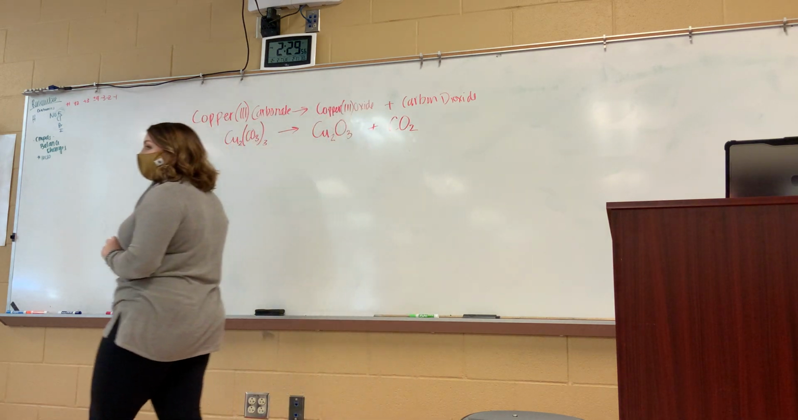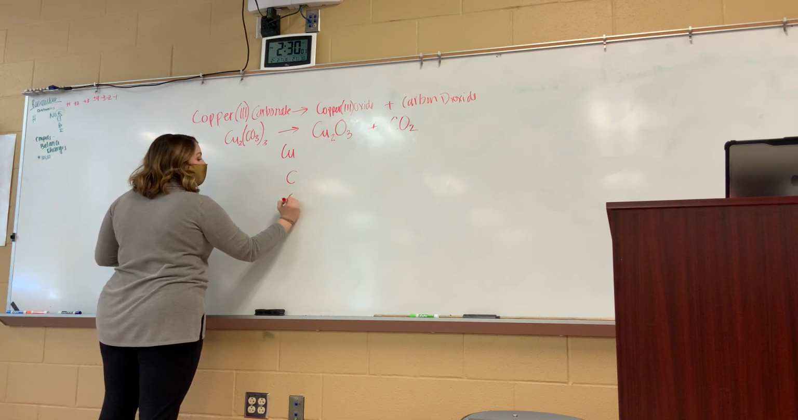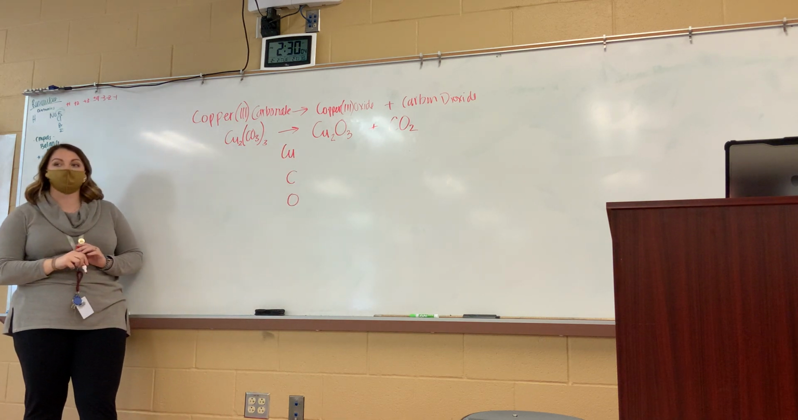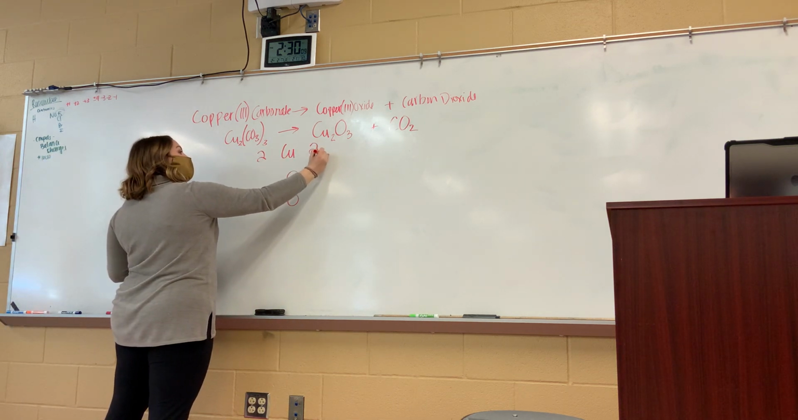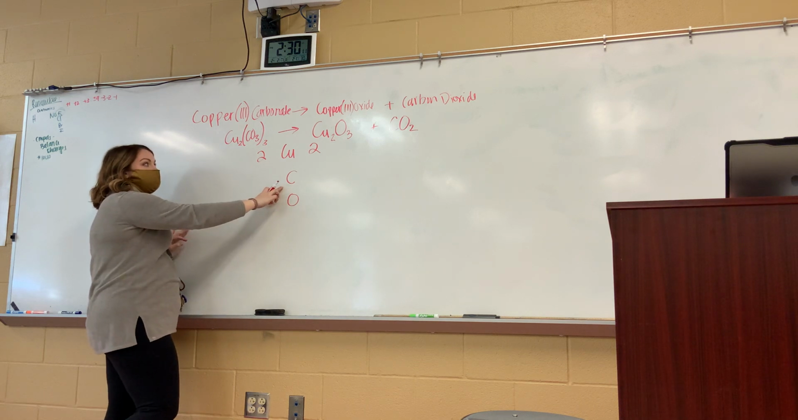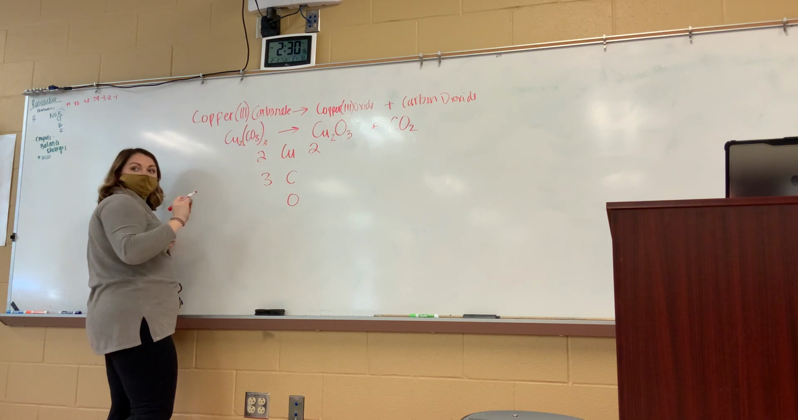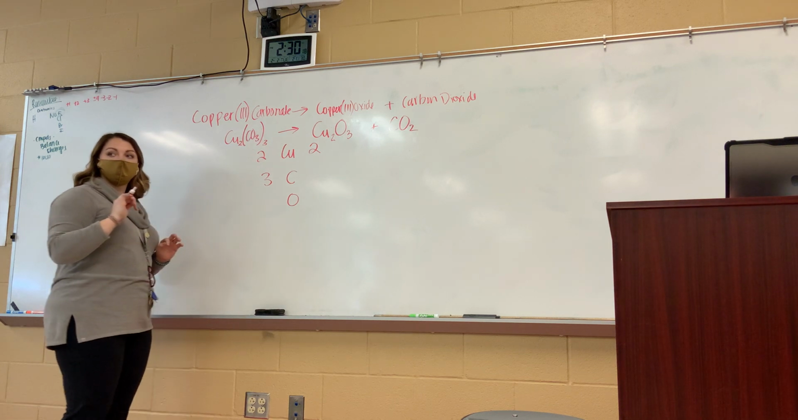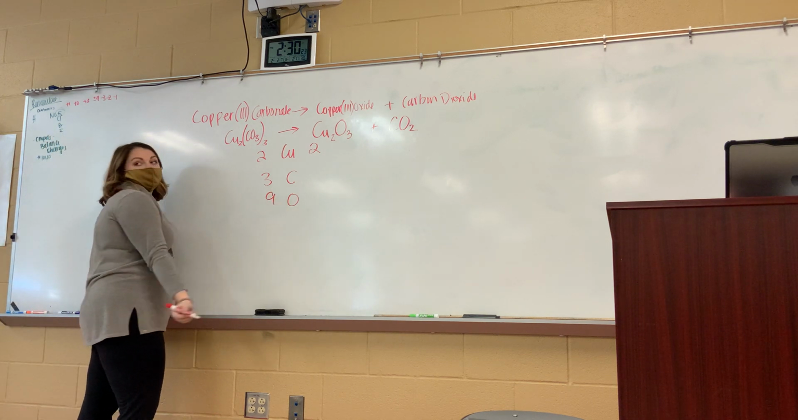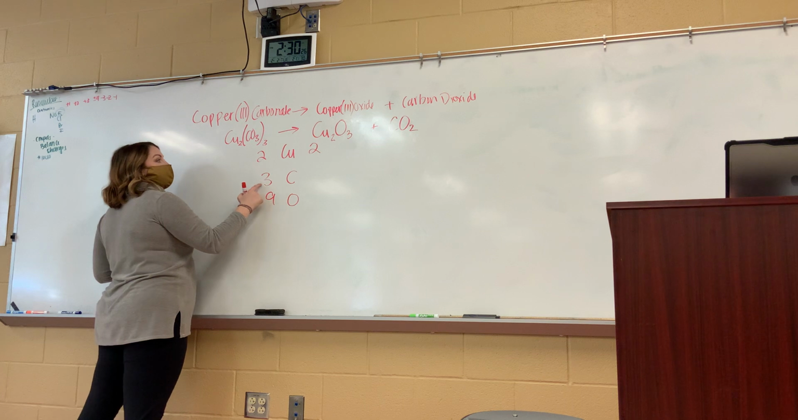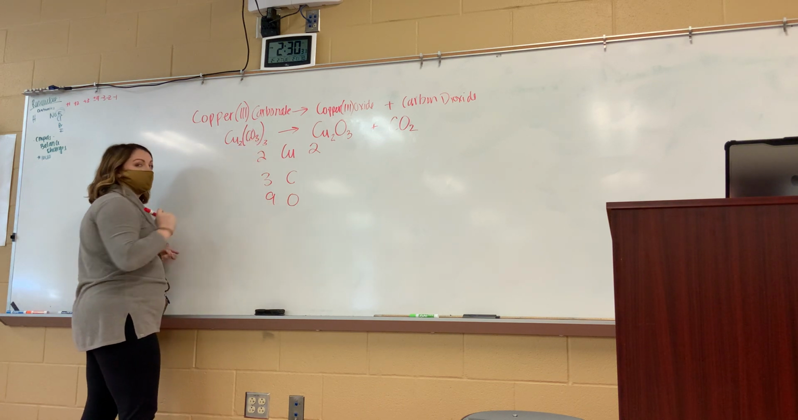Alright, what's my last step? Balance it. So I have copper, carbon, and oxygen. How many coppers do I have on the reactant side? 2. Product? 2. Carbons? 3. So I understand that this 3 goes to the oxygen and to the carbon. So you don't multiply the 3 times 3? I do for the oxygen. So that would be 9. So I multiply 3 times the understood 1 of carbon to get 3. And then 3 times 3 on oxygen gives me 9.